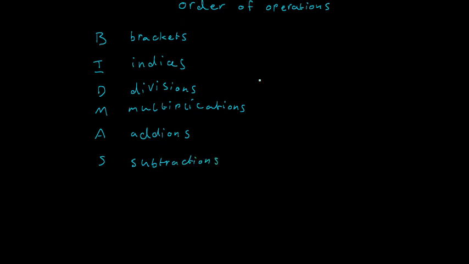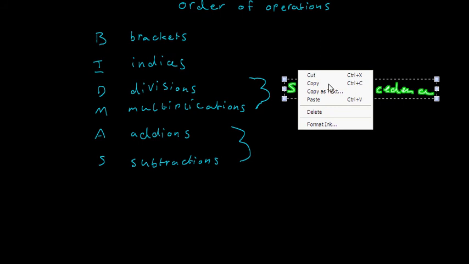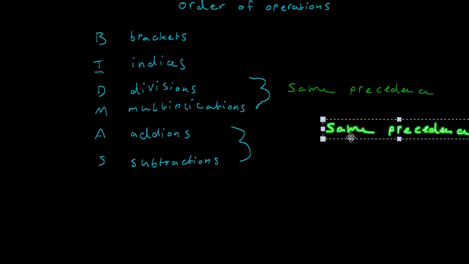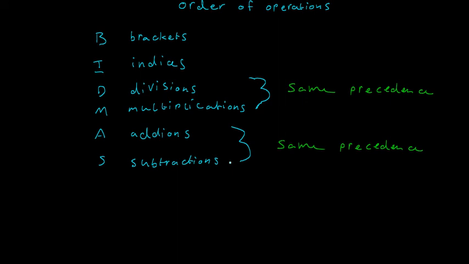When it comes to divisions and multiplications, they class as a group of their own. So it doesn't matter which order you do division or multiplication. Well, no, I say that's a bit wrong. They have the same precedence. And the same down here: addition and subtraction have the same precedence as each other.